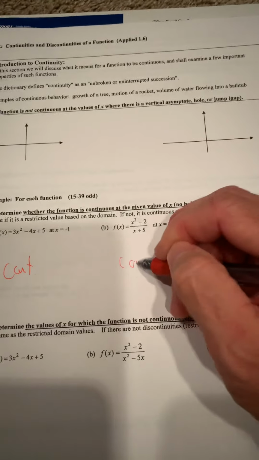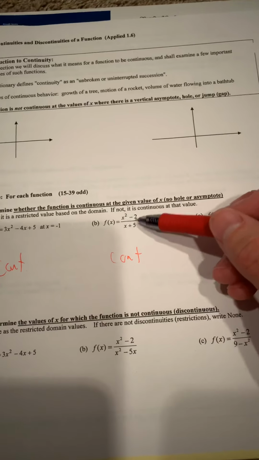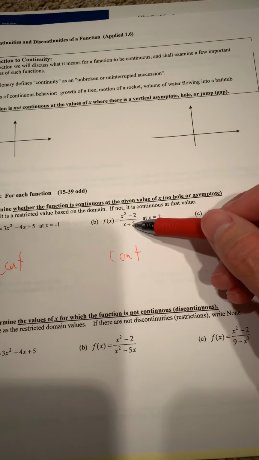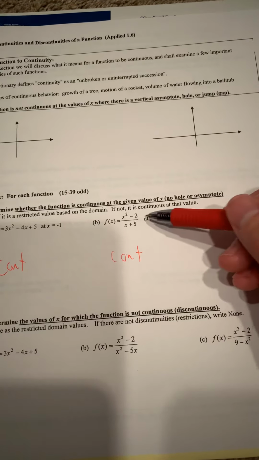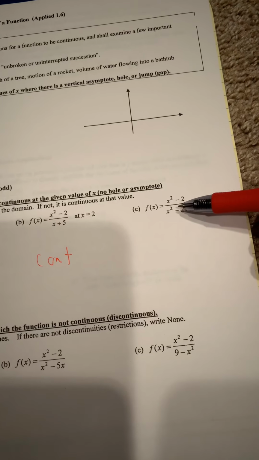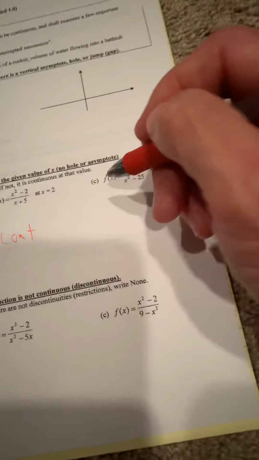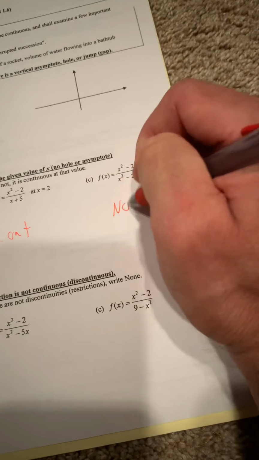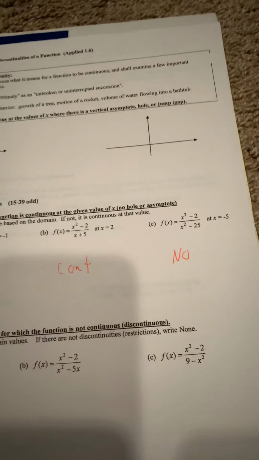Where is this graph not continuous at? -5. So this is continuous everywhere but -5. But all this question's asking is is it continuous at 2? Is this graph continuous at -5? Well, if you plug -5 in, you get a 0 on bottom, which means it's either a hole or a vertical asymptote. So this is no, it's not continuous.